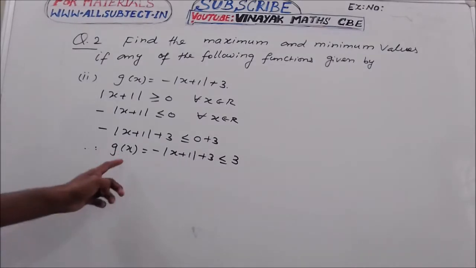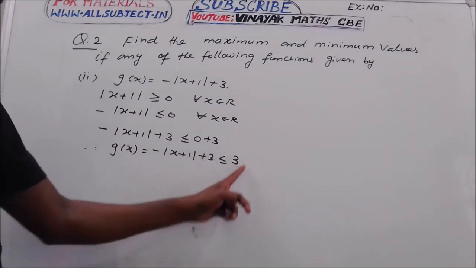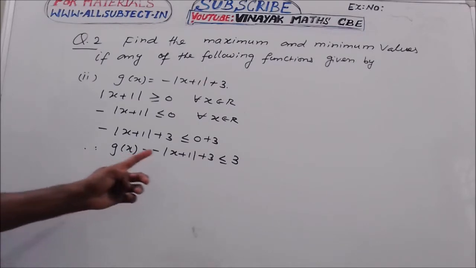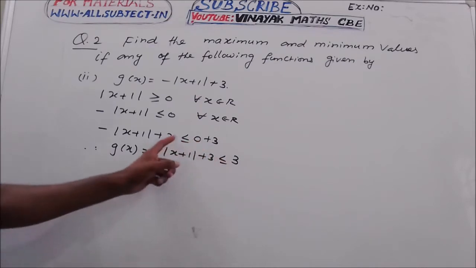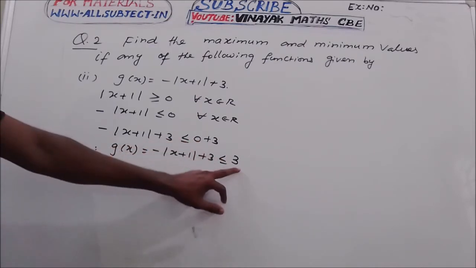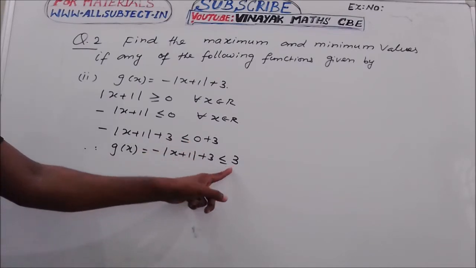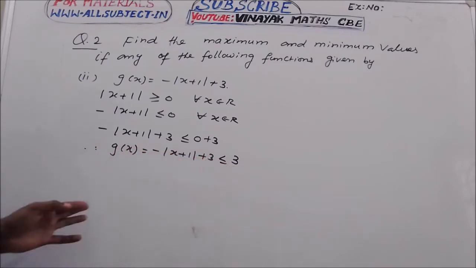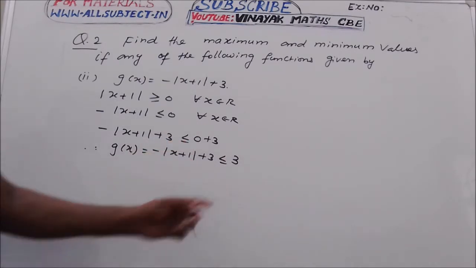This means the y value for this function is less than or equal to 3. This means it attains only a maximum value. The maximum value is 3. The function attains its maximum value when x plus 1 equal to 0. When this term becomes 0, it reaches 3. Since the total function value is less than or equal to 3, this is the maximum value.